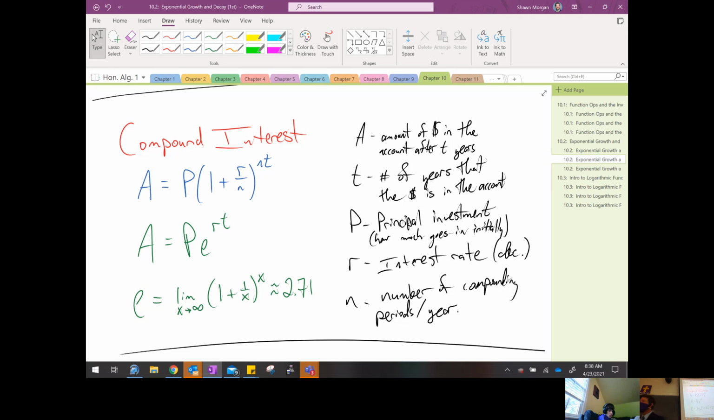And then A is the amount. Let's say I come back to Cash after that number of years. I say, hey, Cash, I need my investment now to pay for college. And he gives it to me. That's the A. That's how much money is in the account after all of this has transpired. So A, T, P, R, and N, these are all of our parameters, if you will.